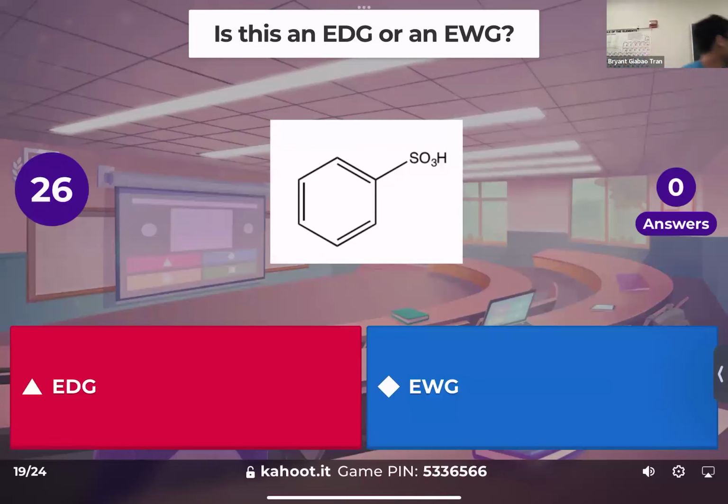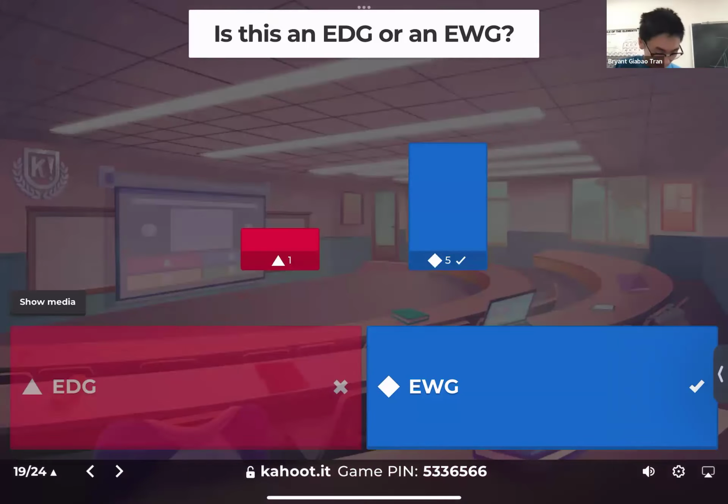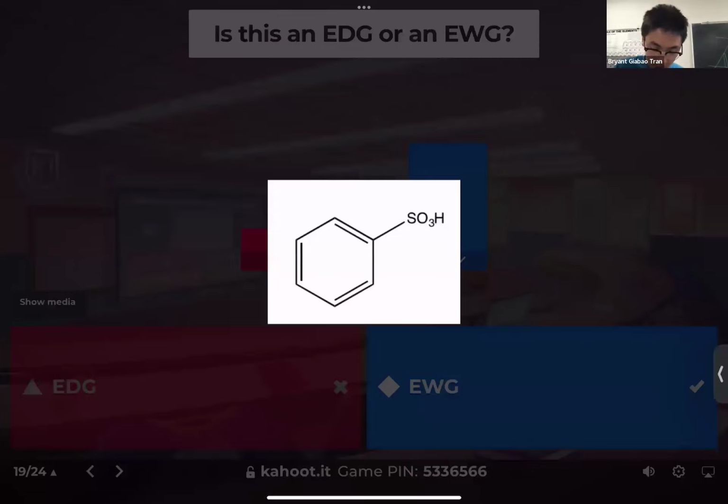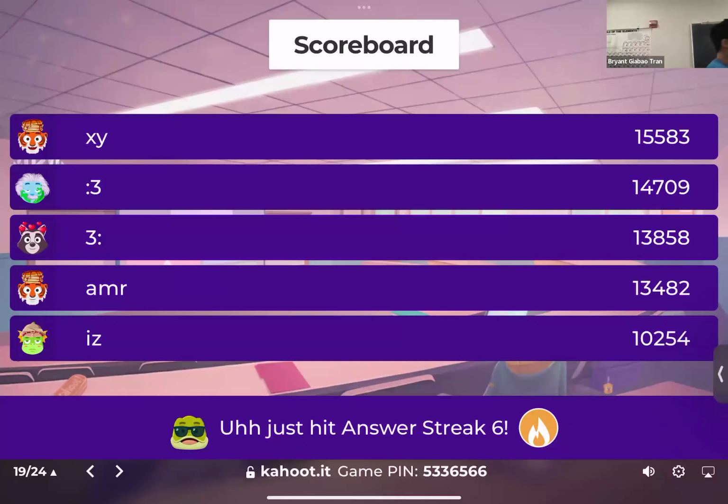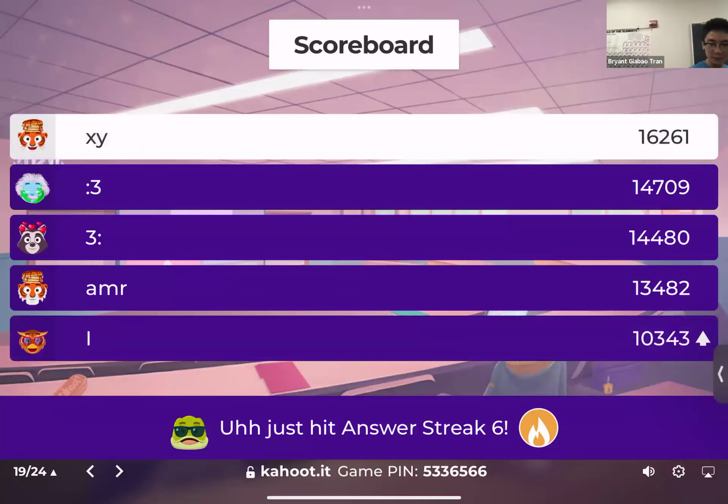Oh shoot, I don't think we've gone over this one. But S is less electronegative than oxygen, so that makes S partially positive, making it an EWG.